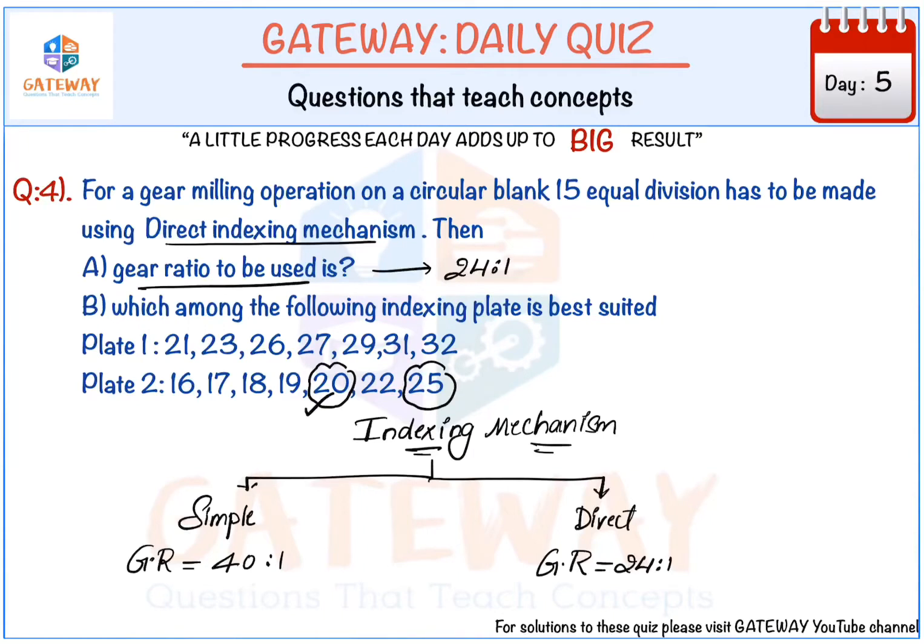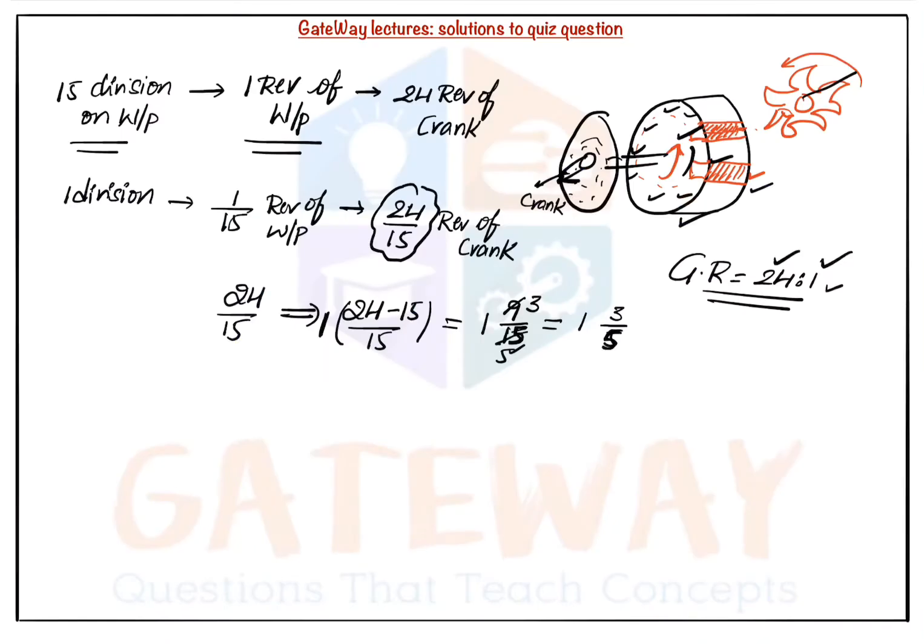For my purpose, I am selecting 20. I have selected the 20 hole circle. If I select the 20 hole circle, to get the denominator 20 here, I need to multiply by 4 and divide by 4. Then I will get 1 and 12/20. This is the final indexing I need to do for this direct indexing.